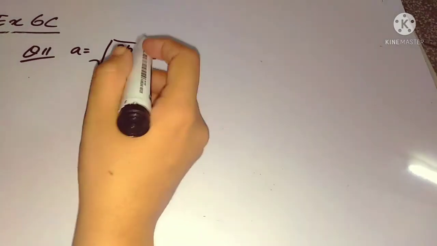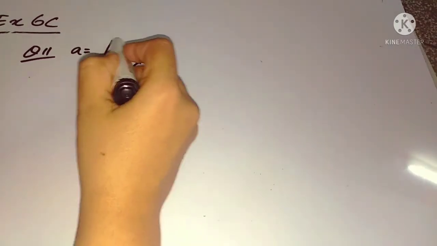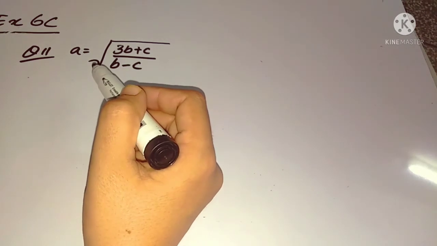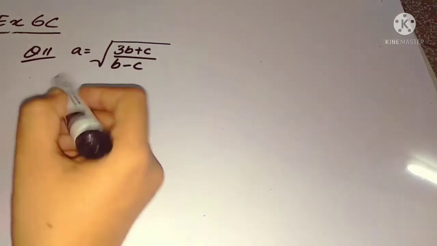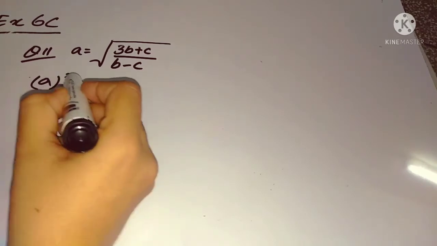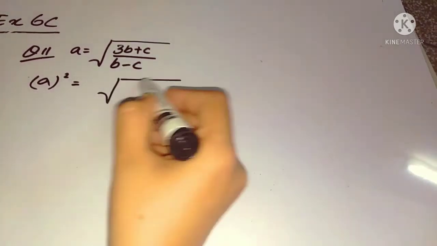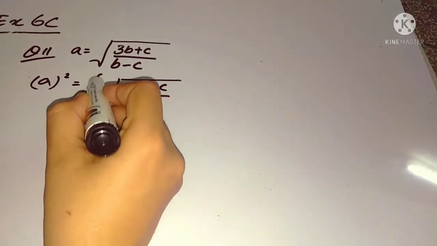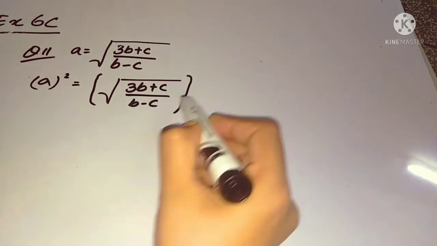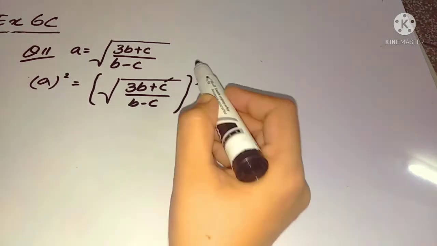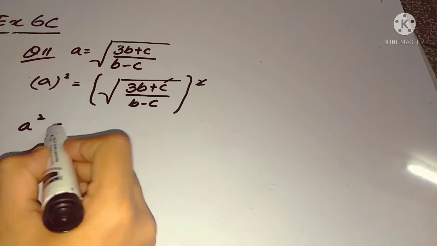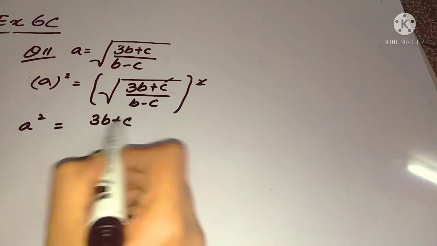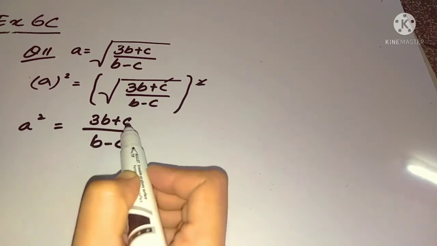Whenever the square root is given, you have to take the square to remove it. So take square on both sides, and it's the rule of the equation. If you're taking the square on one side, you have to take the square on the other side. So let's take the square. Square and square root will cancel each other. So what's left now? a square is equal to 3b plus c over b minus c.